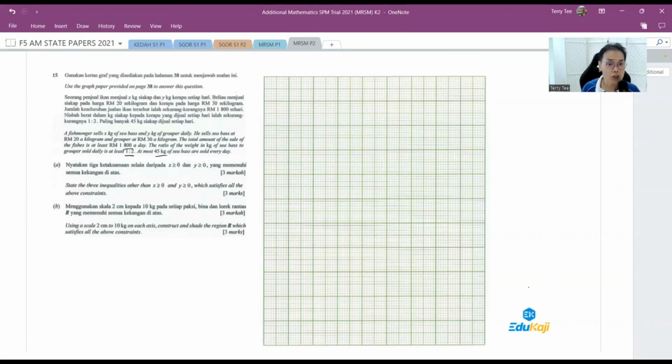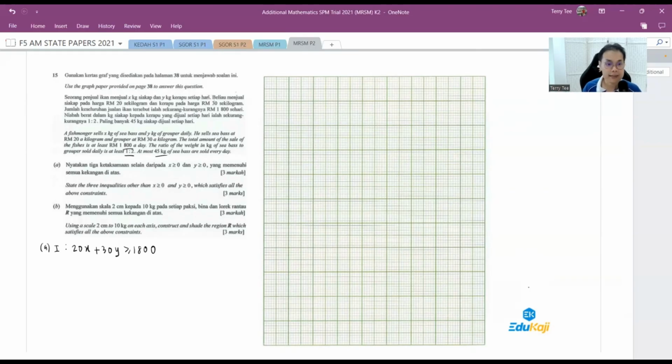So now we're going to state three inequalities other than x more than 0, y more than 0. Okay, so I'm going to write the inequality here. The first inequality will be the total amount of sale. So 20 times x, grouper is 30 times y, that is price per kg. You multiply with the mass of the fish that you sold. This must be at least 1,800 ringgit.